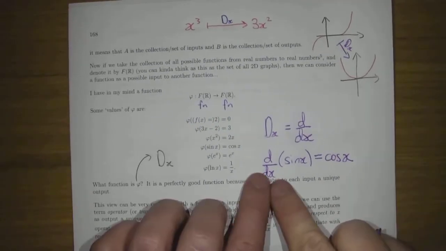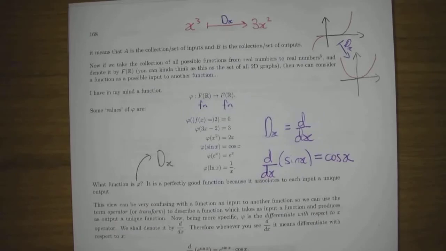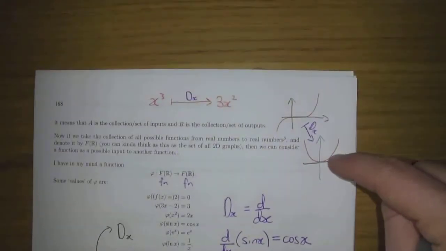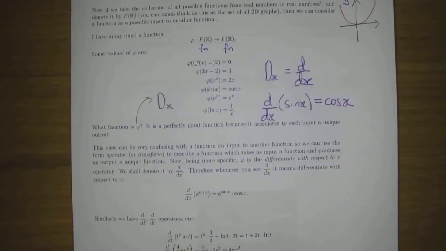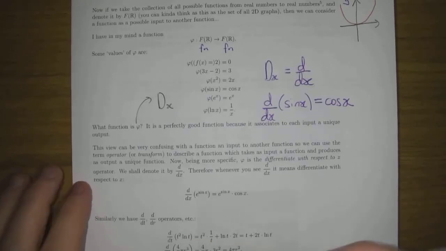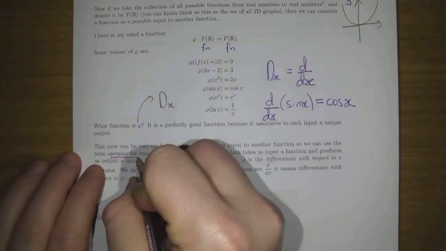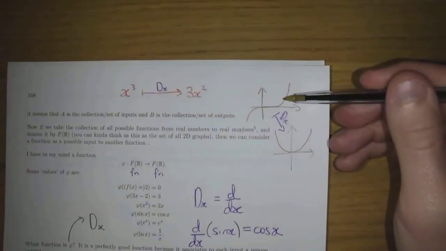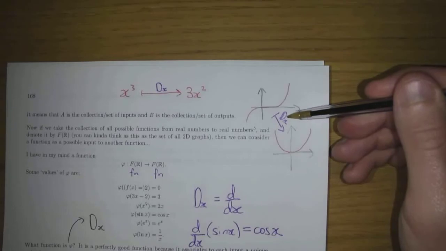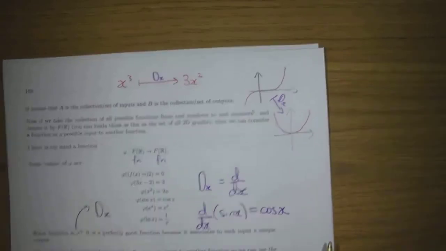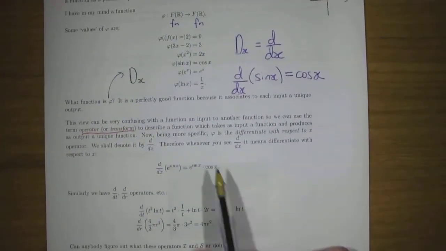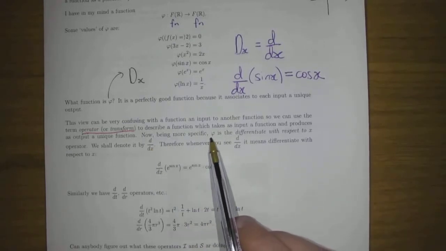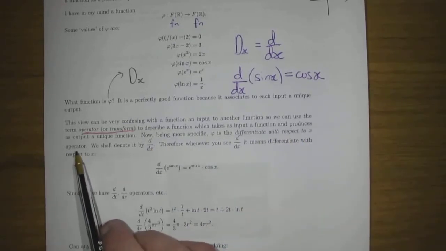It's a perfectly good function, this thing, because it associates inputs, functions, to outputs, other functions. So this view, if you're a bit confused, that suits me fine, because you're putting in a function to a function, getting out a function. So I'm going to use the word operator or transform. It's just another word. So when the inputs are functions themselves, rather than calling it a function, call it a transform or an operator. Okay, now to be more specific, this thing is the differentiate with respect to x operator.